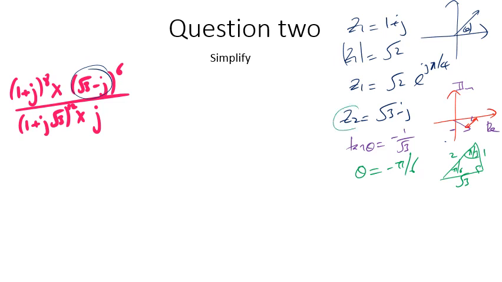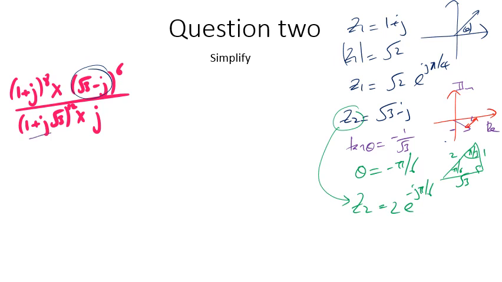So this number Z2 can now be written as, what's the length of that vector? The square root of root 3 squared, which is 3, plus 1, that's 4, that becomes 2. So 2 e to the minus j pi by 6, that's Z2. No need to rush, okay?